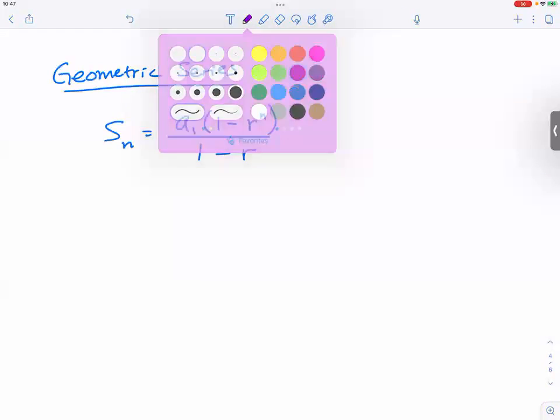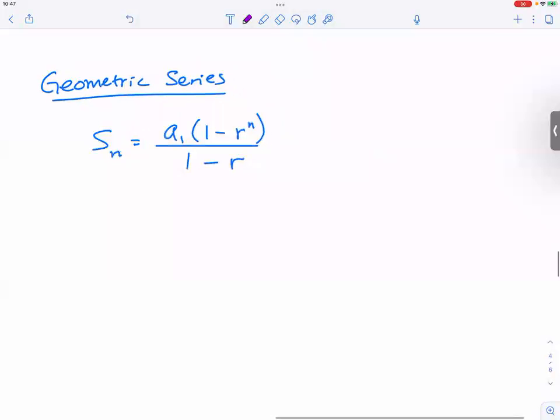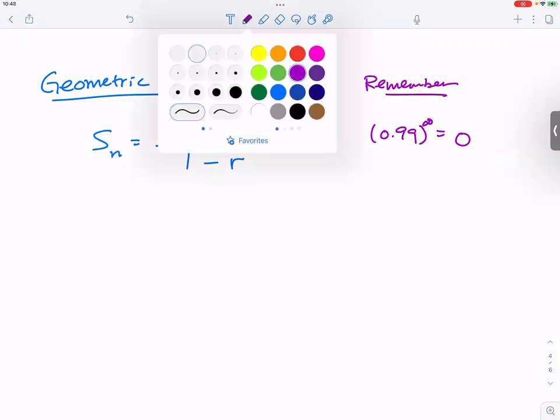Now I want to bring back what we said about the number earlier. Remember, what do we say about 0.99 raised to the infinite power? It's practically 0, right? So now let's bring these two things together. What I'm going to say is this.